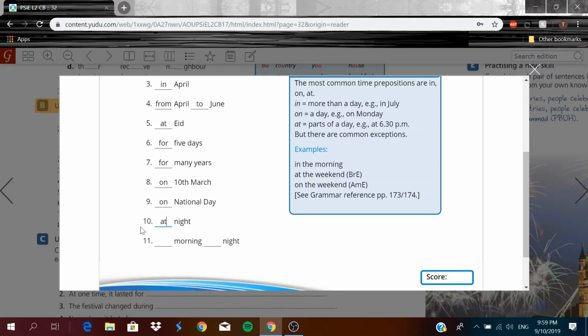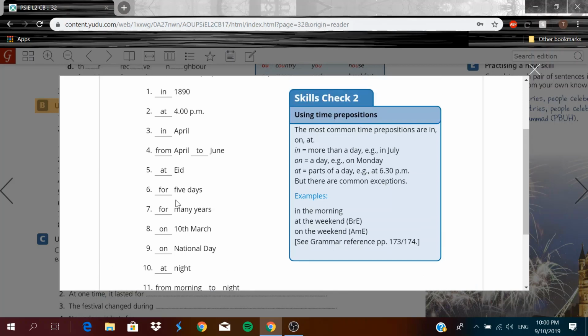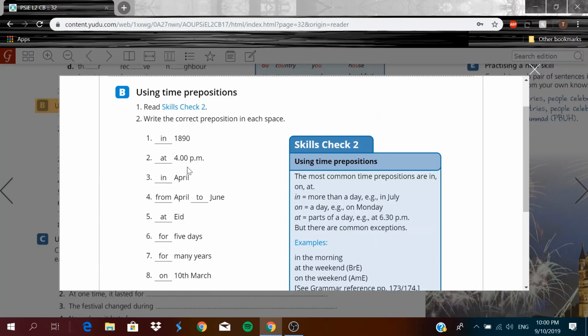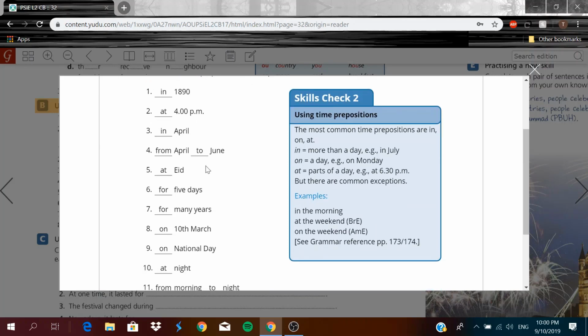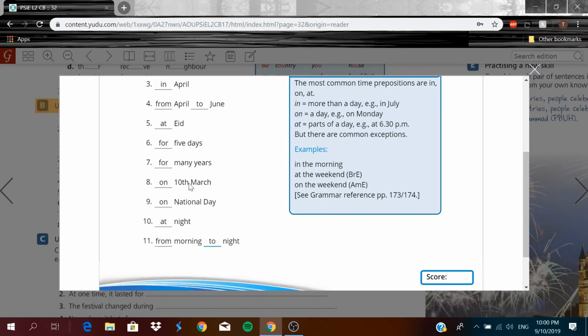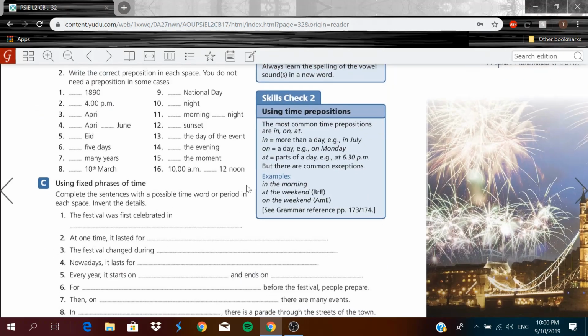There's no thinking. Easy. And we have 11, again, from and to. So from morning to night. Okay? So in 1890, at 4 p.m., in April, from April to June, at Eid, for 5 days, for many years, on 10th March, on National Day, at night, and from morning to night. Okay? Now let's move on.